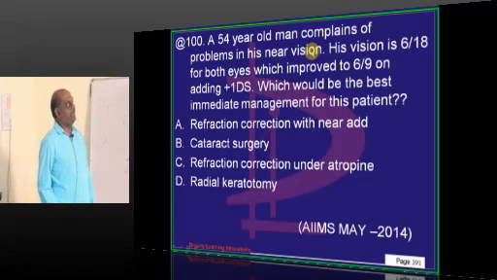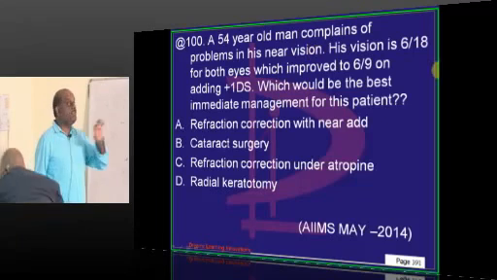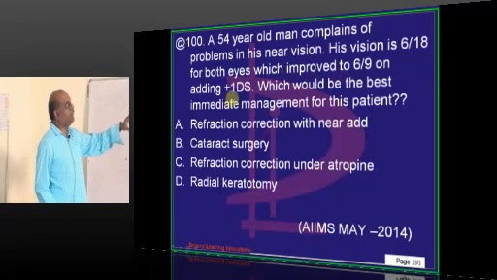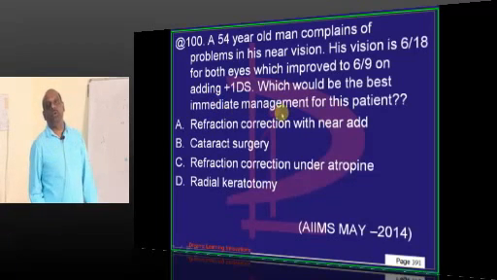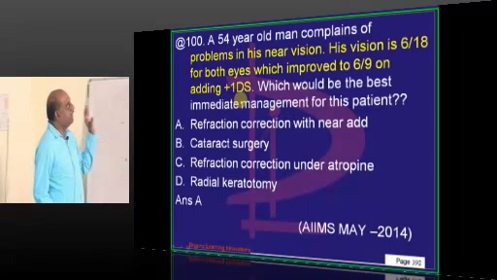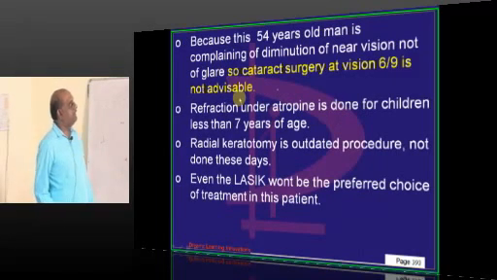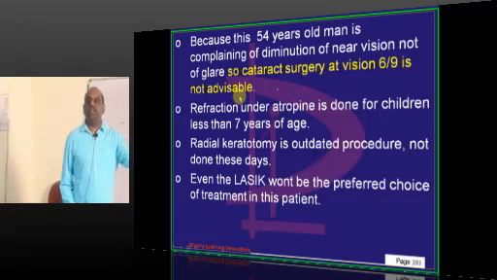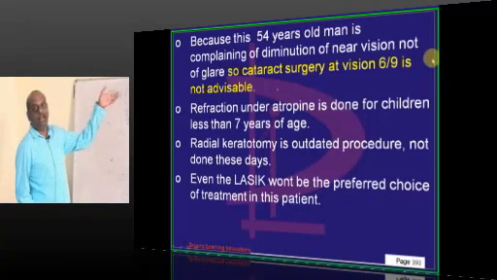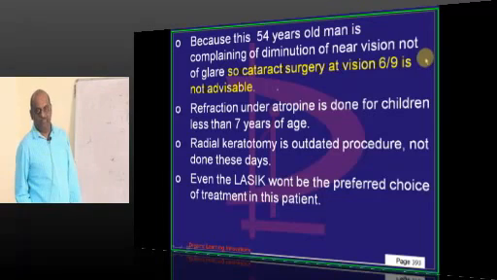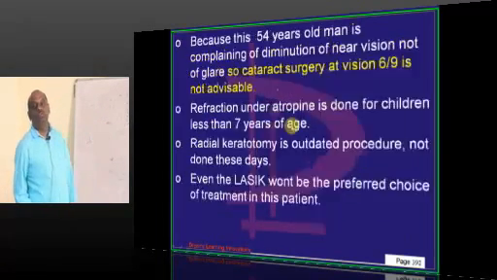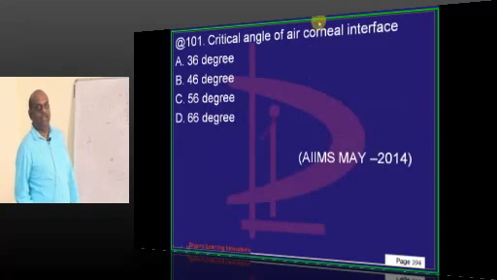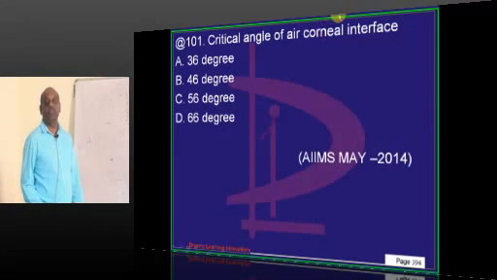A 54-year-old is having a problem with near vision. His vision is 6/8 in both eyes, which improved to 6/9 by adding a one dioptre lens. What is the next immediate management you want to do for him? The idea behind this is, since his vision is 6/9, cataract surgery is not advisable. So what you need to do is refraction correction. That's the only thing in this given situation.